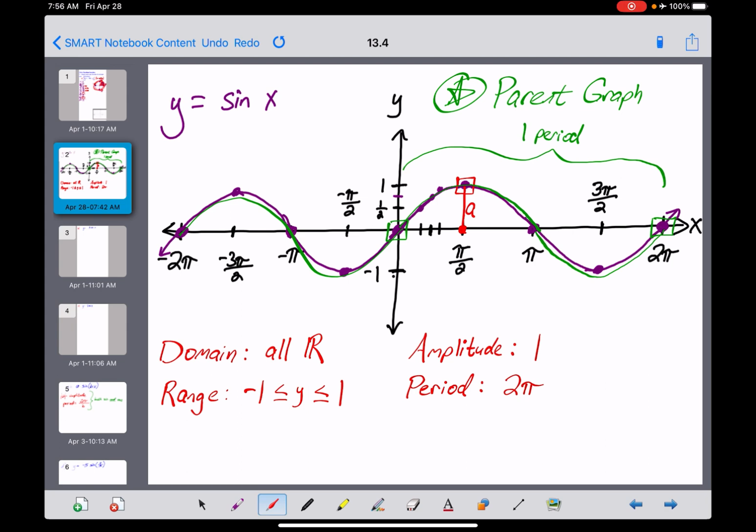And that actually should be the same distance if you measure, let's say, from peak to peak right here. That should be a distance of 2π. Or if you measured from this low point, which we call a trough, to another low point, that should be the same period of 2π. So a couple of important things to talk about right there.